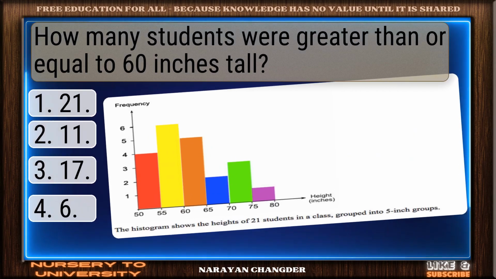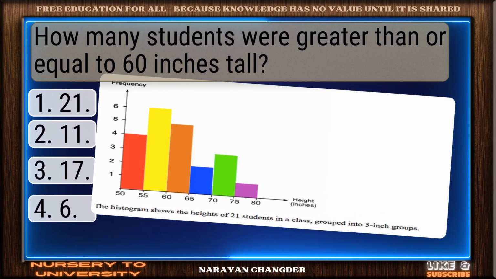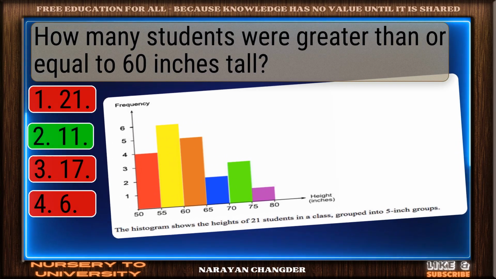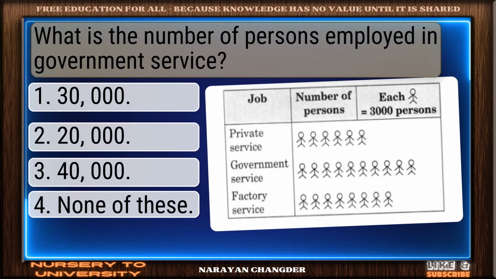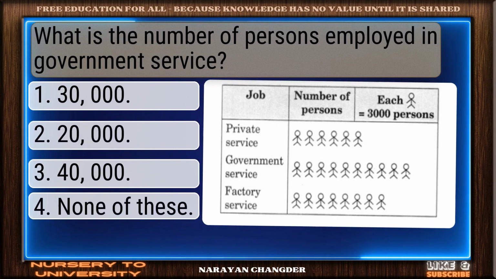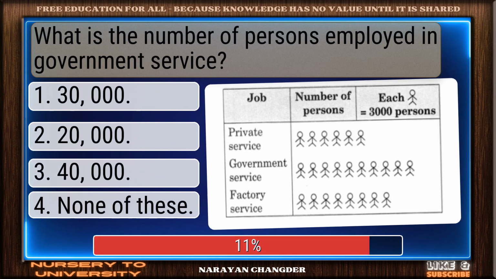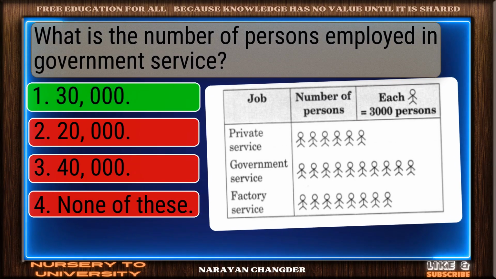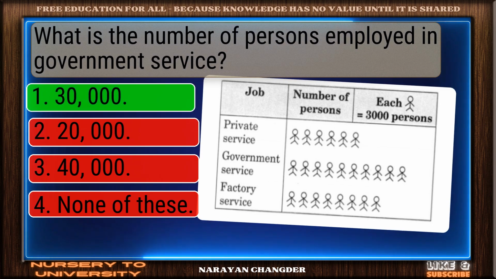How many students were greater than or equal to 60 inches tall? Correct. 11 is the right answer. What is the number of persons employed in government service? Well reasoned. 30,000 is the correct choice.